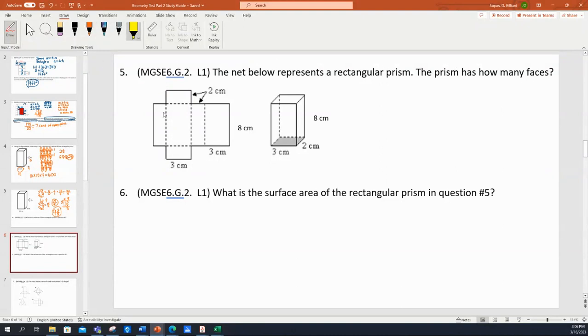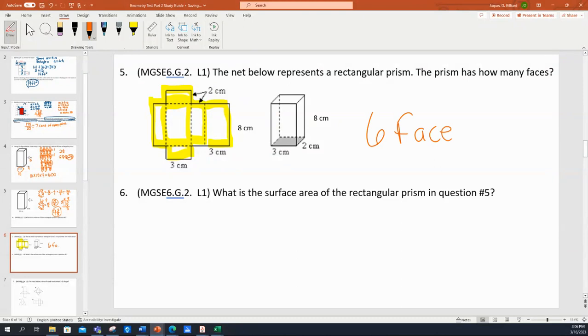Well, if you look over here, you will see that this part is considered a face. This part here is considered a face. This part here is also considered a face. This is considered a face. This part here and this part here. So how many faces do we have? We have a total of 6 faces.